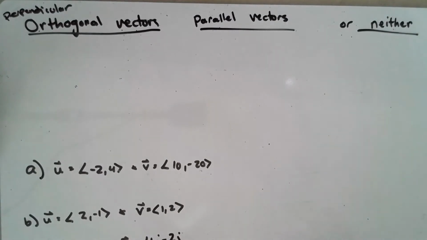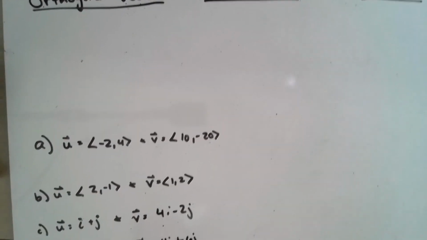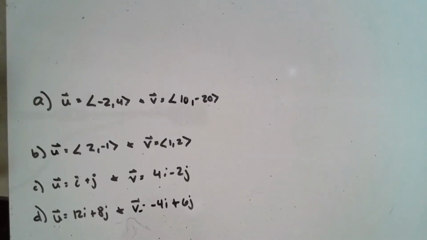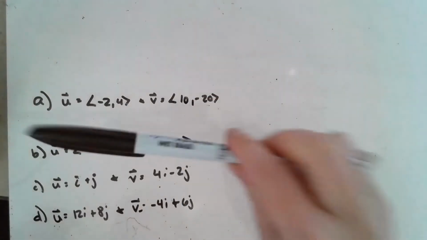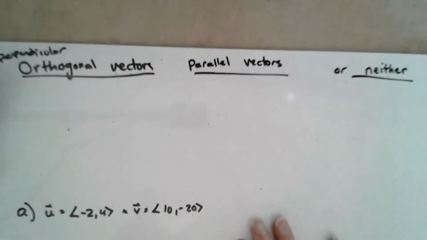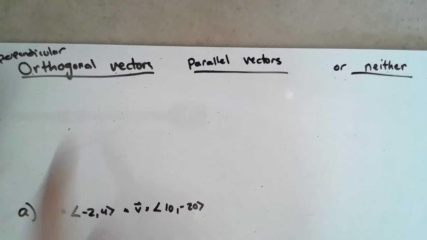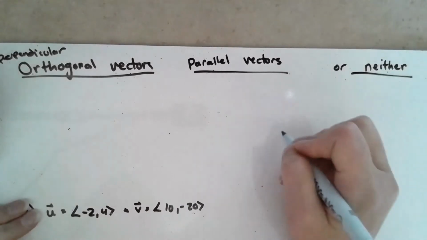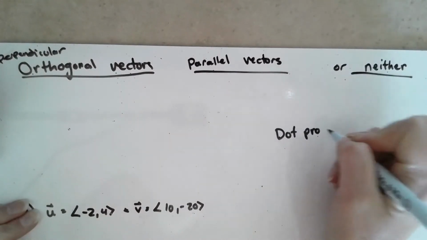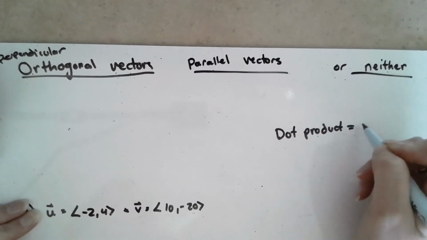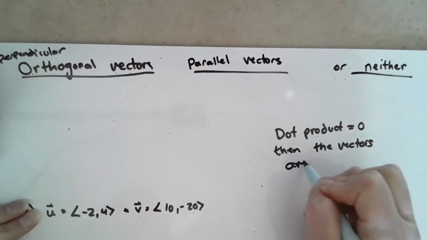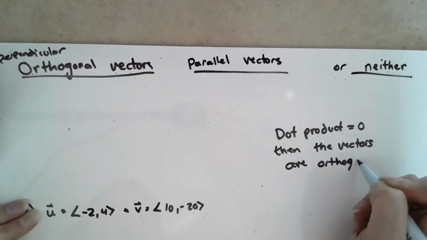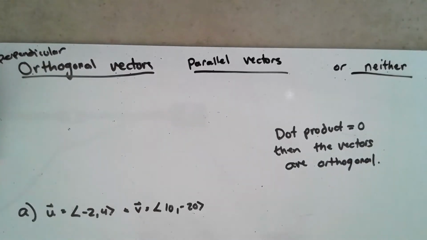Alright? Why not? So what we're going to do is look at these four pairs of vectors, and we need to decide, are vector u and vector v parallel, neither, or orthogonal? So we have a few different things. Well, we know that if the dot product equals 0, then the vectors are orthogonal. Okay, there's one way to do that, and we saw that on that last example.